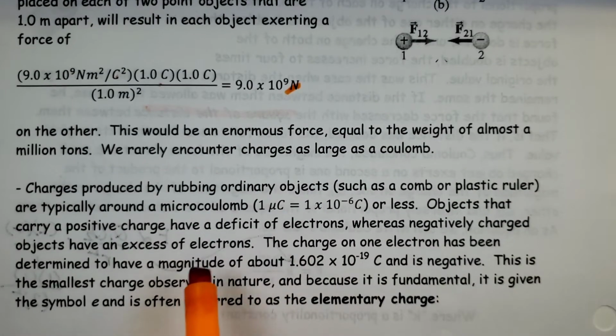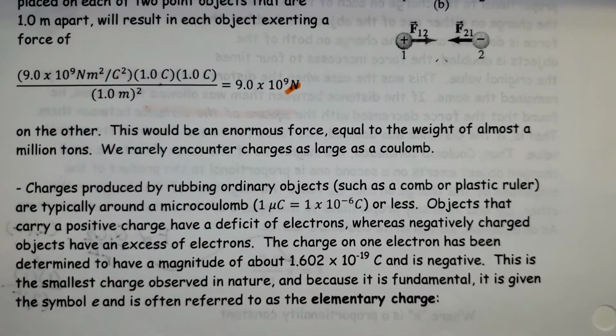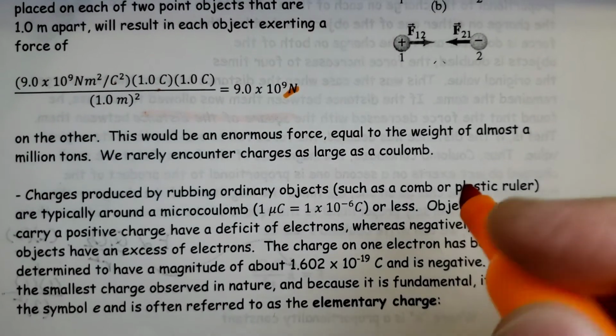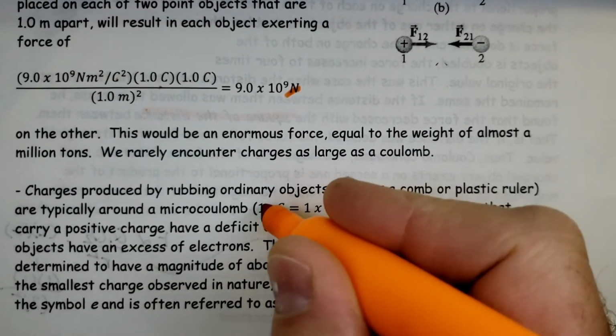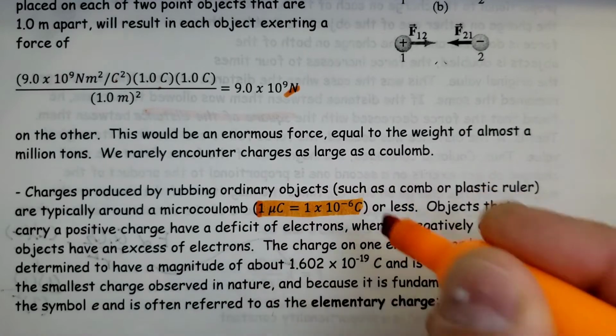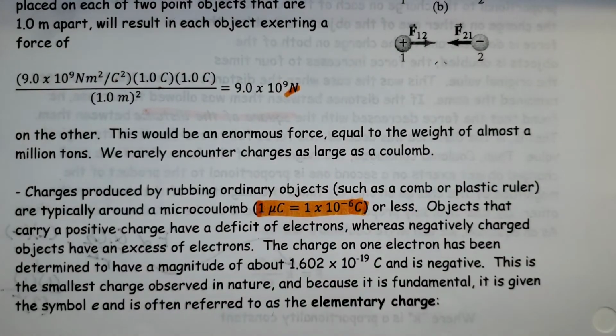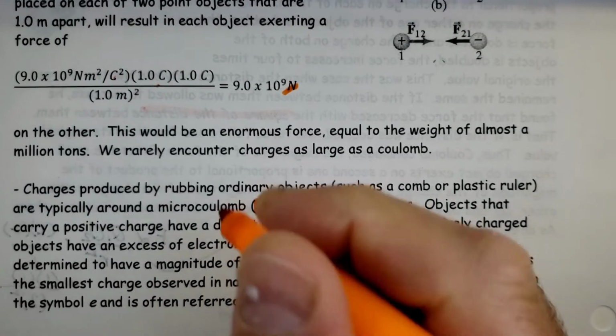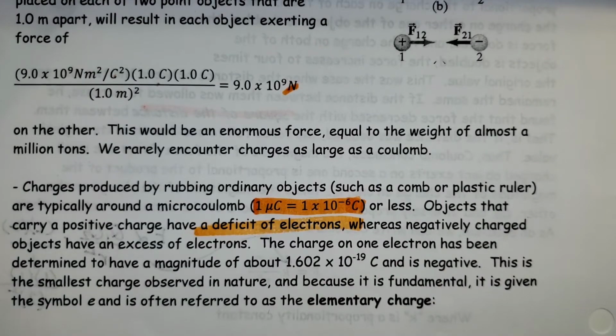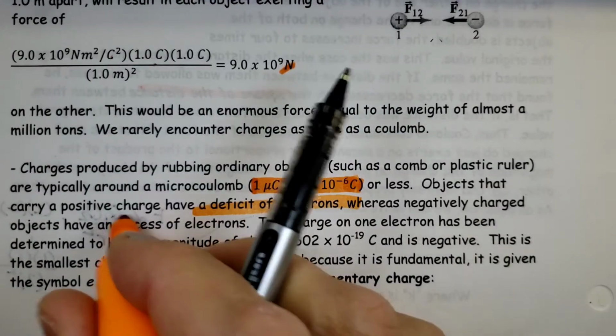Charges produced by rubbing ordinary objects, which you may have done in grade 9 science, such as a comb or plastic ruler, are typically microcoulombs. And 1 microcoulomb is 1 times 10 to the minus 6 coulombs. So we're talking about a really small amount. Objects that carry a positive charge have a deficit of electrons, whereas negatively charged objects have an excess.